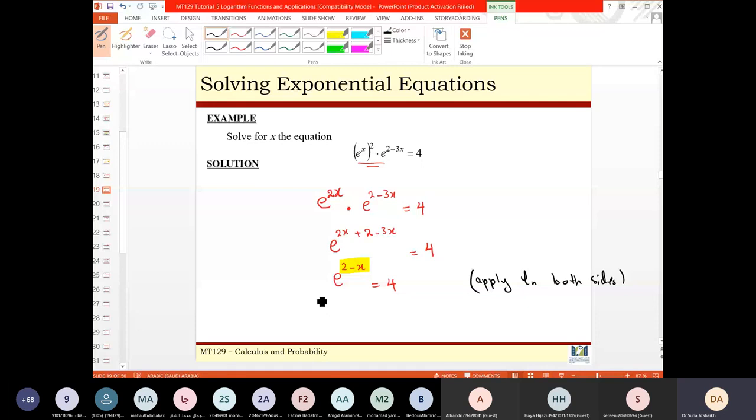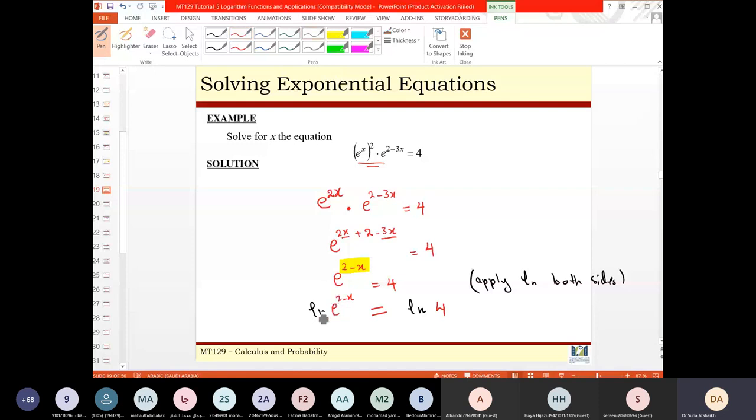So here I will apply the ln on the right-hand side as well. So I will have ln exponential 2 minus x equal to ln 4. Okay, let me check. How did it become minus? I have 2x and I have minus 3x. It's minus x. Right, Jamal? Right or not? Yeah.